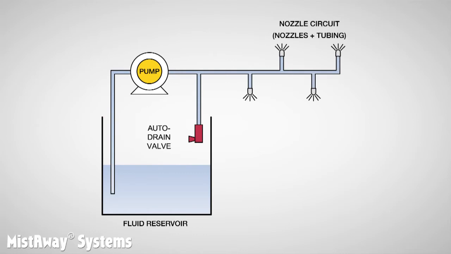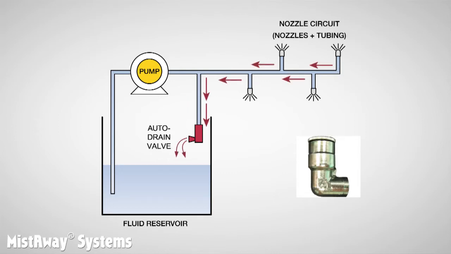MistAway's solution to this issue is to incorporate what we call an auto drain valve in the line. It is positioned just downstream of the pump, like so. The valve itself looks like this. When the pump shuts off, this valve offers the path of least resistance for fluid to exit the nozzle circuit. It allows the pressure to decay rapidly and allows the nozzles to close quickly.